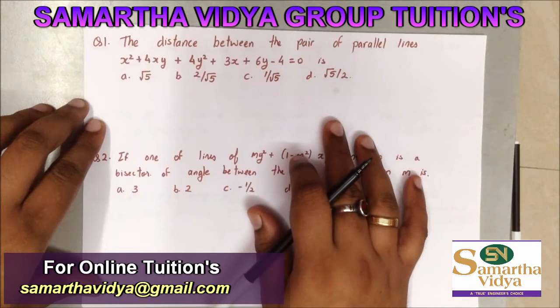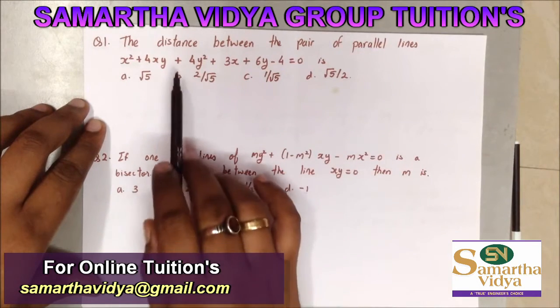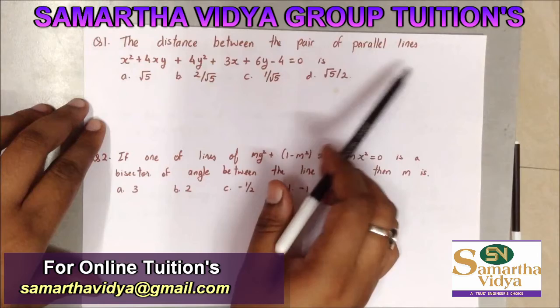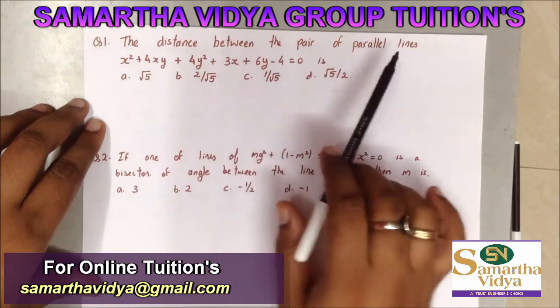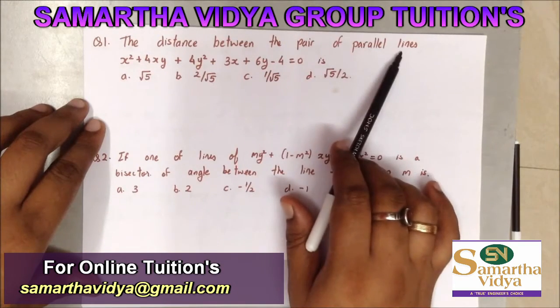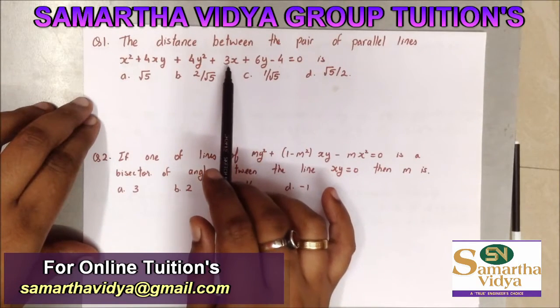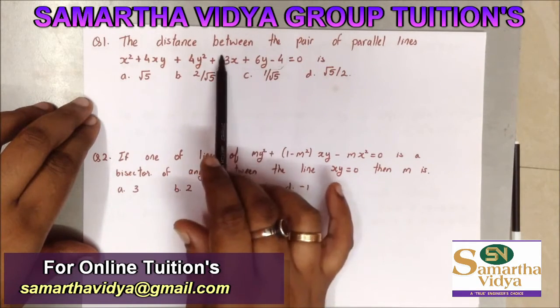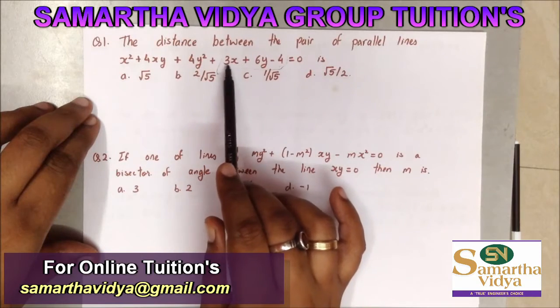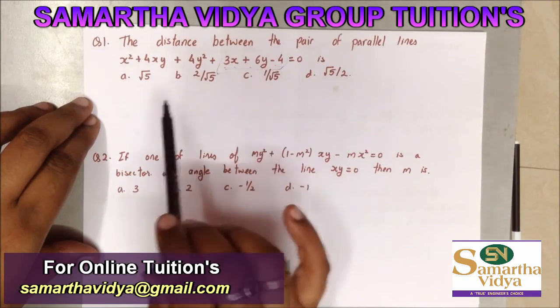This is a very typical question wherein we need to find the distance between a pair of straight lines. These lines are basically parallel lines, and I need to find the distance between them. In this, what we basically need to do is concentrate on this particular thing. We see that there is a 3x plus 6y minus 4.